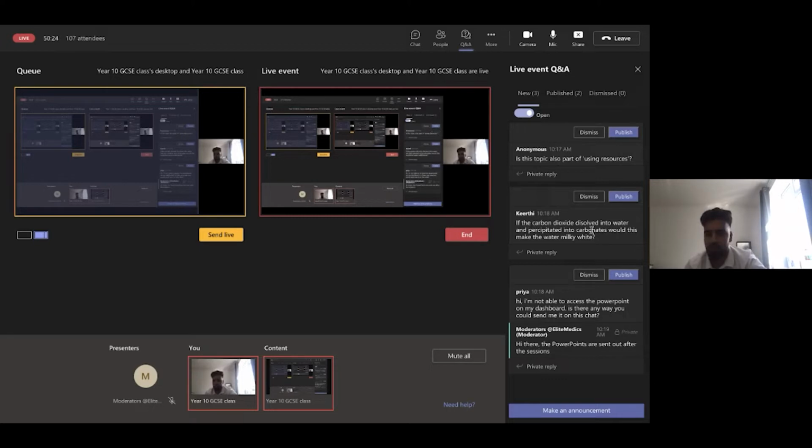If the carbon dioxide dissolved into water precipitated carbonates, would this make the water milky white? So essentially the oceans wouldn't be pure water because it would precipitate, and you would get cloudy water, basically. Yes.